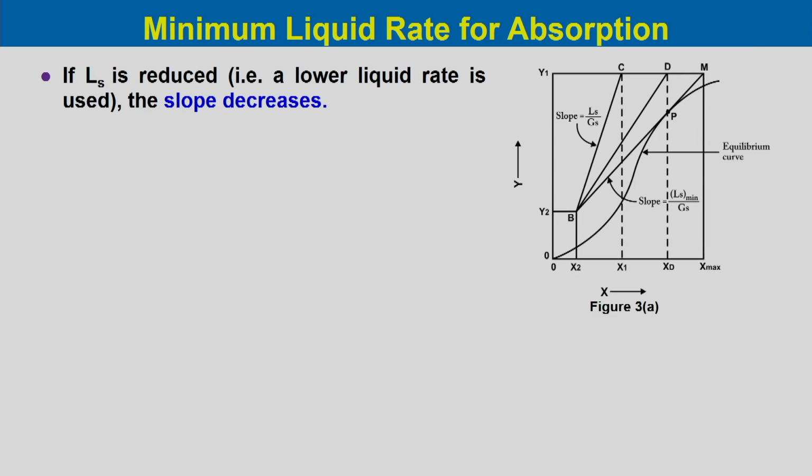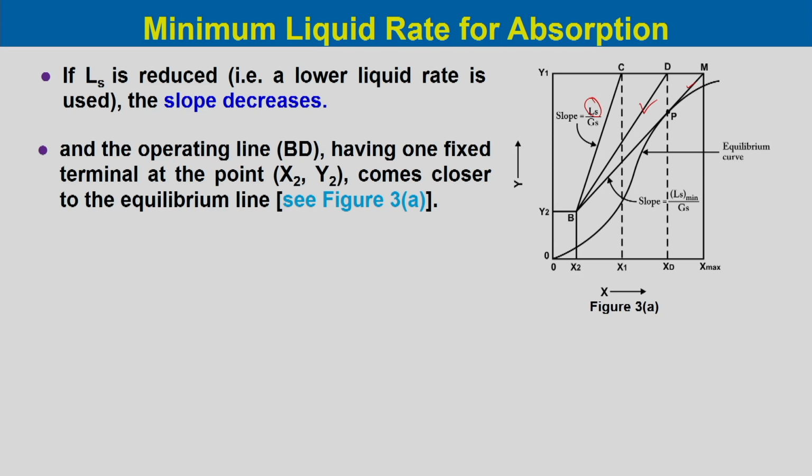If Ls is reduced, that is, a lower liquid rate is used, the slope decreases. You can see if we decrease Ls, the slope of the operating line will decrease, and from BC it will come to BD and then BM and so on. So the slope of the operating line will reduce as we reduce the liquid rate, and the operating line BD, having one fixed terminal at point x2, y2, comes closer to the equilibrium line.